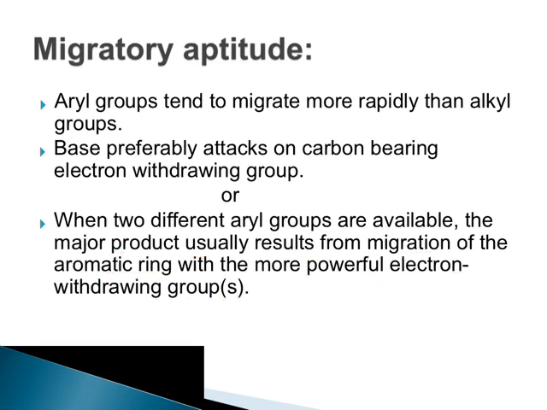Suppose we have a molecule in which we have a nitro group and a nitrile group. Both are electron withdrawing. NO2 is electron withdrawing, the cyanide group is also electron withdrawing. But NO2 is more electron withdrawing when we compare it with cyanide. So the attack will take place on the carbonyl carbon which contains the nitro group. We have to keep in mind which is more electron withdrawing in nature.